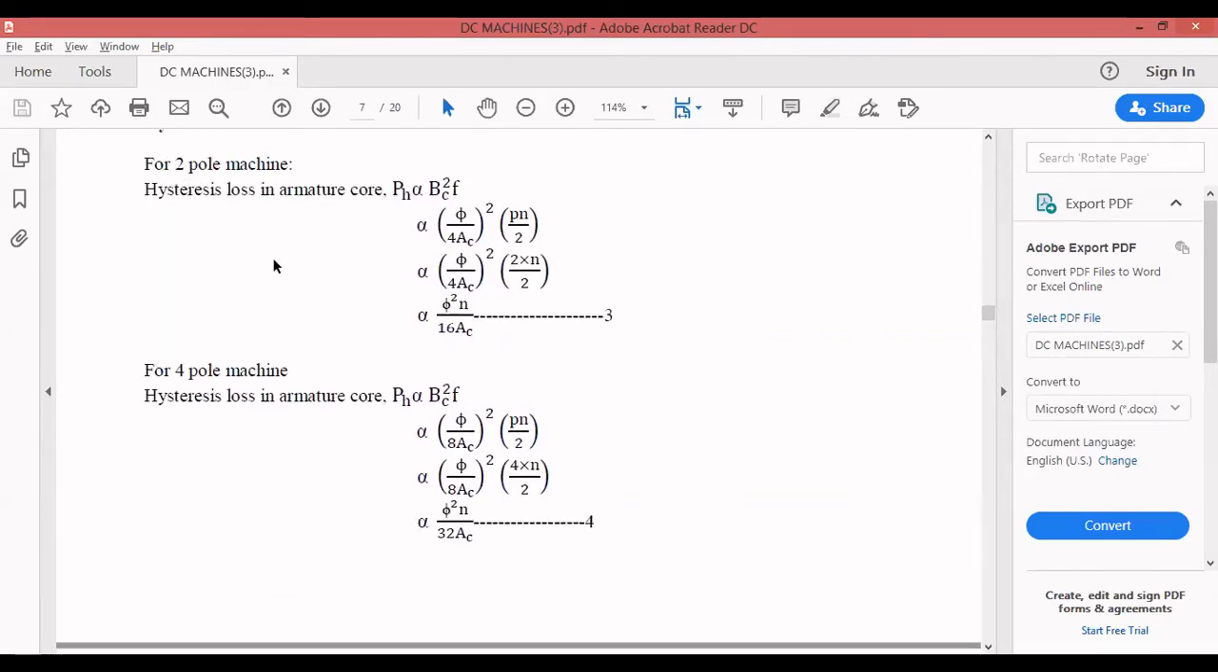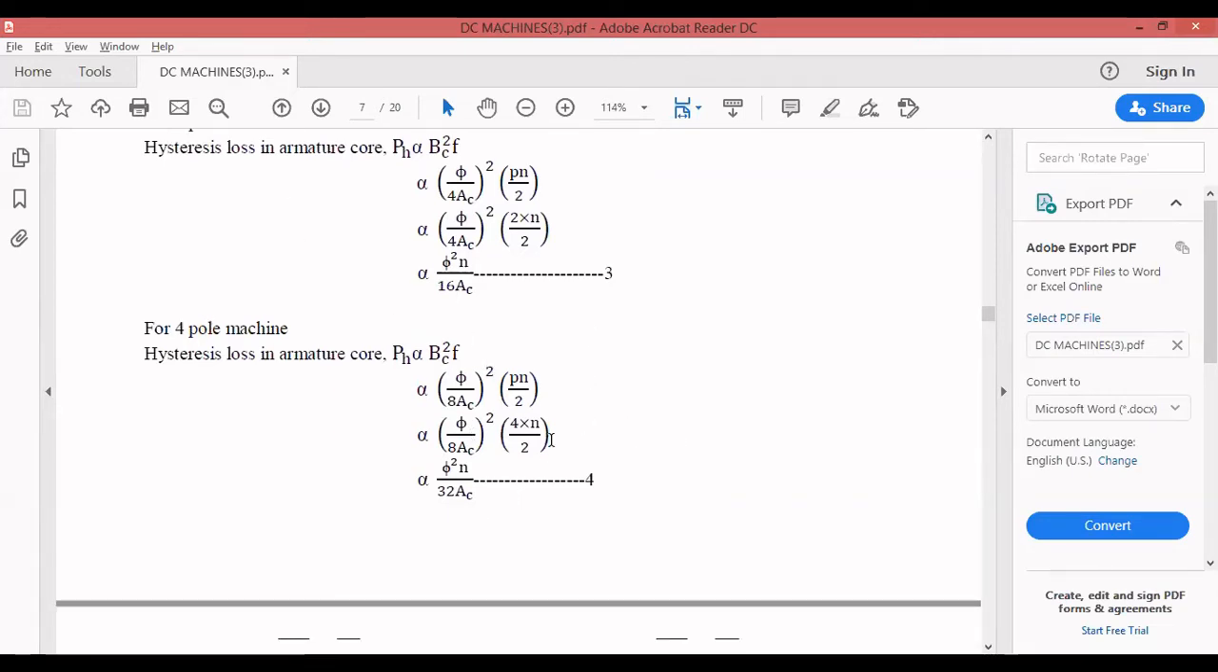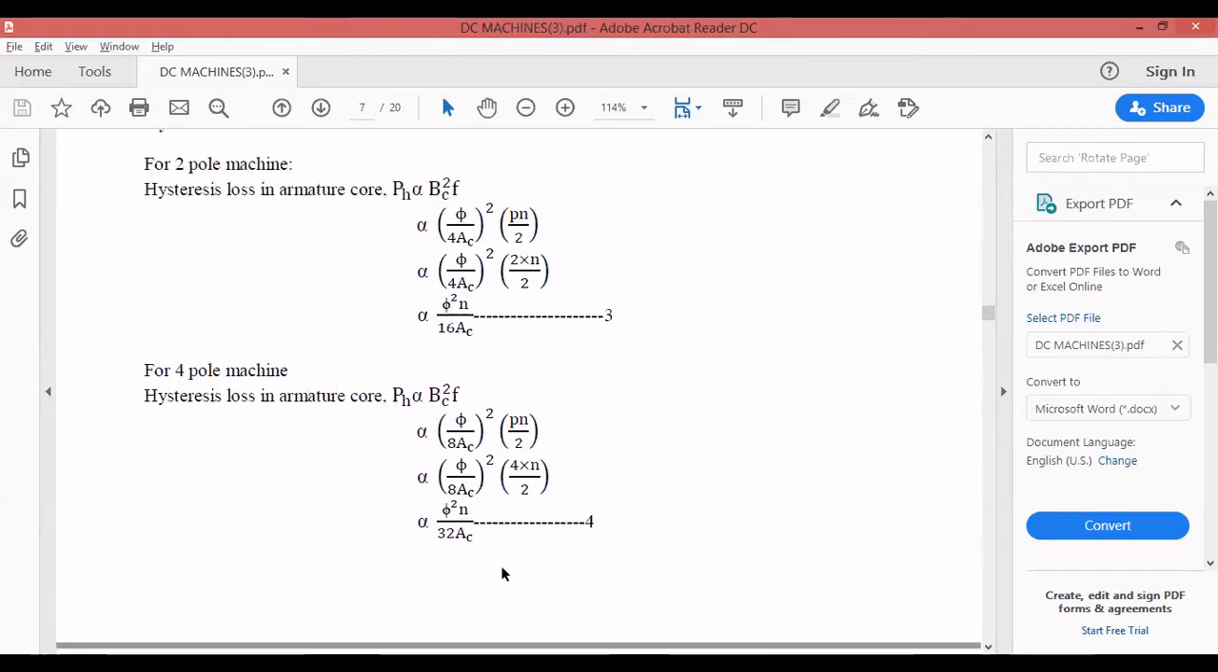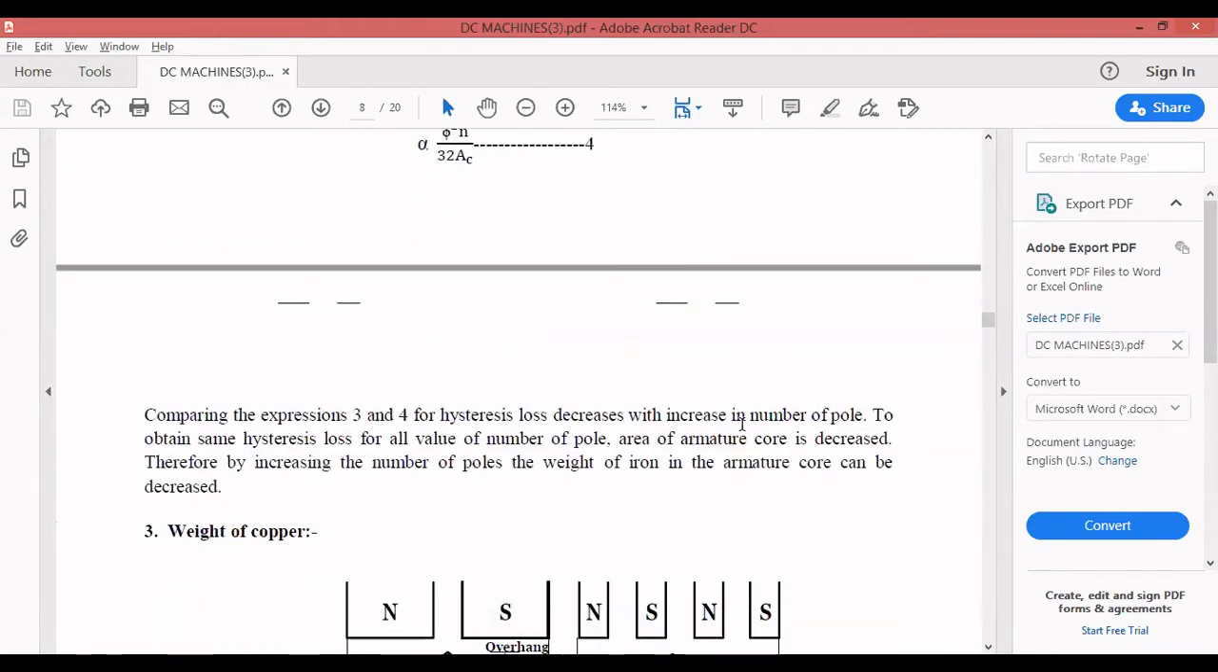So to obtain the same hysteresis loss for all values of the pole, whether it is a two pole machine or a four pole machine, I want the same hysteresis loss. So for both cases, I'll try to make the area of the armature core the same. Here it is 16 AC. Here also, for the four pole machine, I want to make 16 AC. How can I make 16 AC? Only by increasing the number of poles. If I want to make the area equal, then definitely I have to increase the number of poles. So to obtain the same hysteresis loss for all values of number of poles, the area of the armature core is decreased.